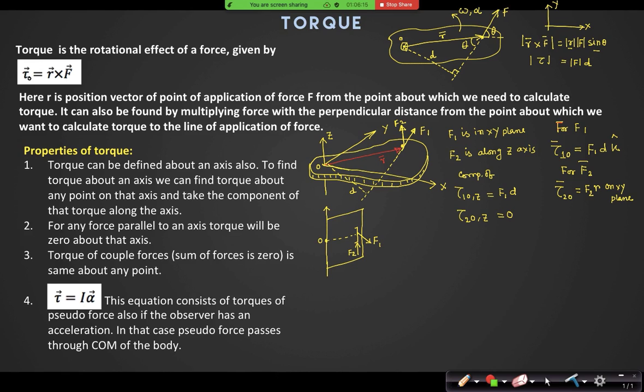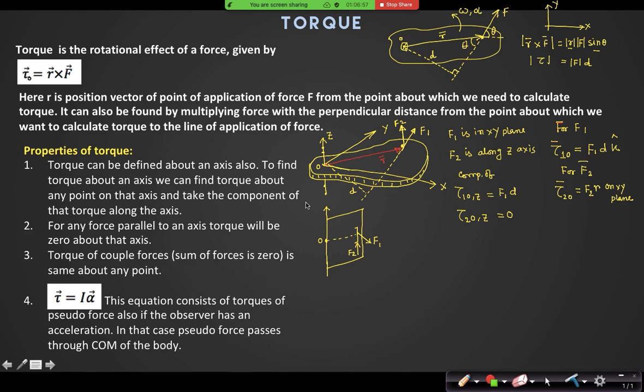Have you understood this part clearly? Yes, sir, I have got it. So if we write it in one line as a statement, I have written it there. In property 1, torque can be defined about an axis. To find the torque about an axis, we can find the torque about any point on that axis and take the component of the torque along the axis. Look here, I have proved this by taking the point O. But it is true even if you take any point on this axis.